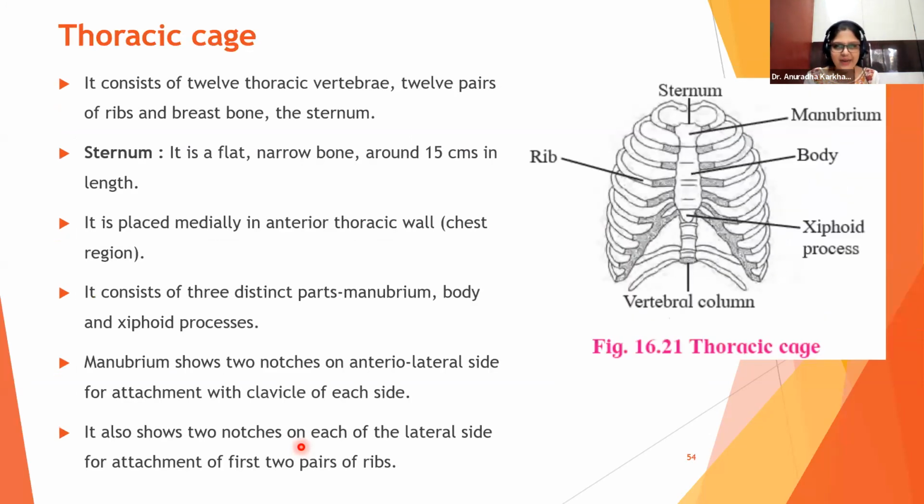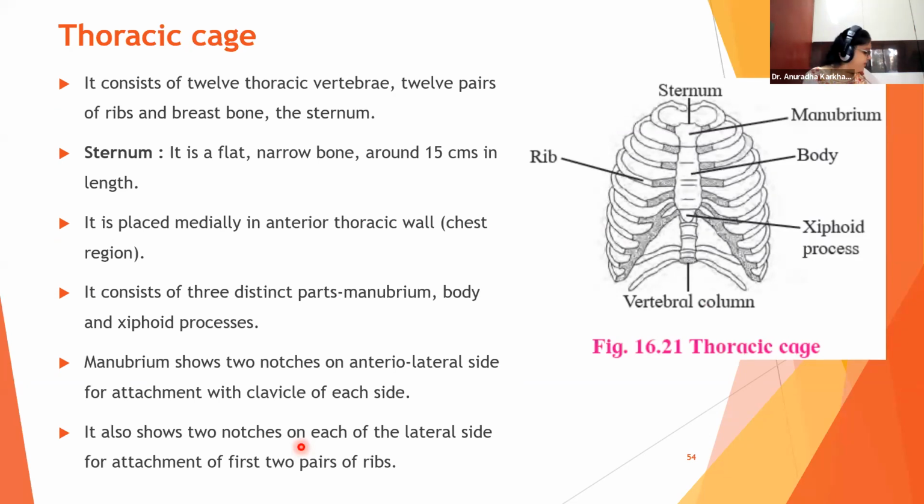This is already done in our breathing and exchange. Anyways, because it's a part of your skeleton, we are repeating it. It consists of 12 thoracic vertebrae, 12 pairs of ribs and breastbone. That's the sternum. Sternum is flat, narrow bone around 15 centimeters in length. I showed you just now. It is placed medially in the anterior thoracic wall, that is the chest region. It consists of 3 parts: manubrium, body, and xiphoid process.